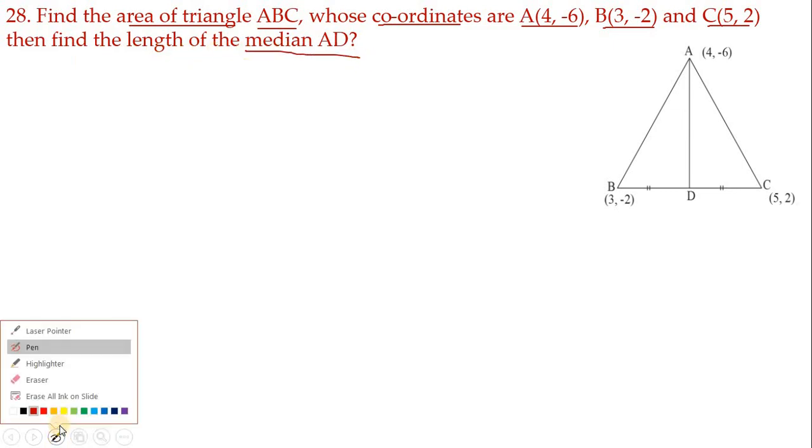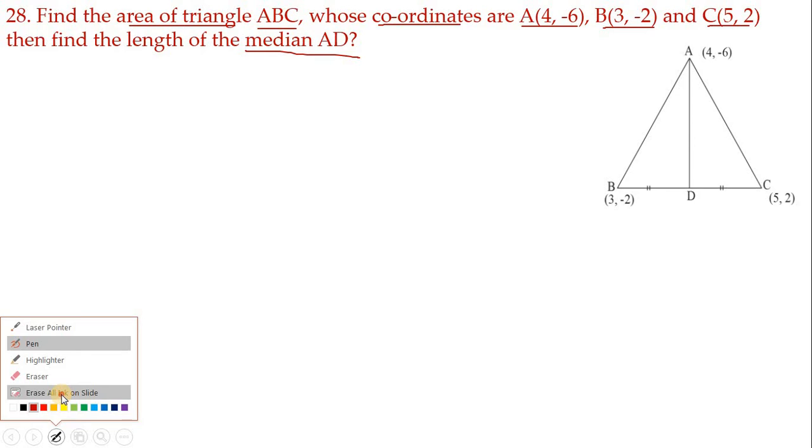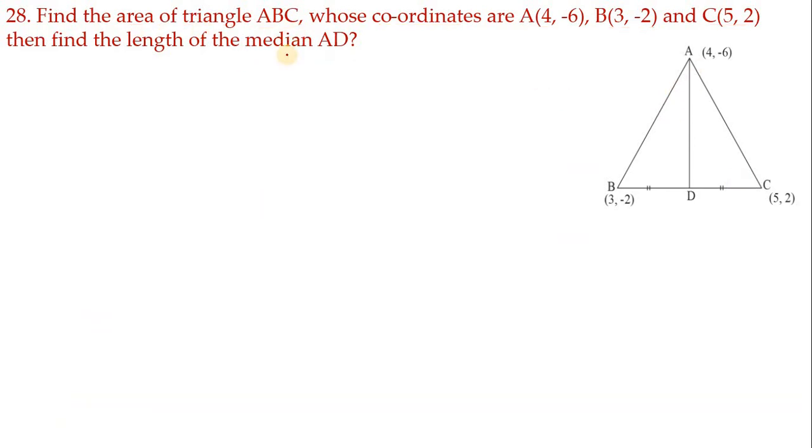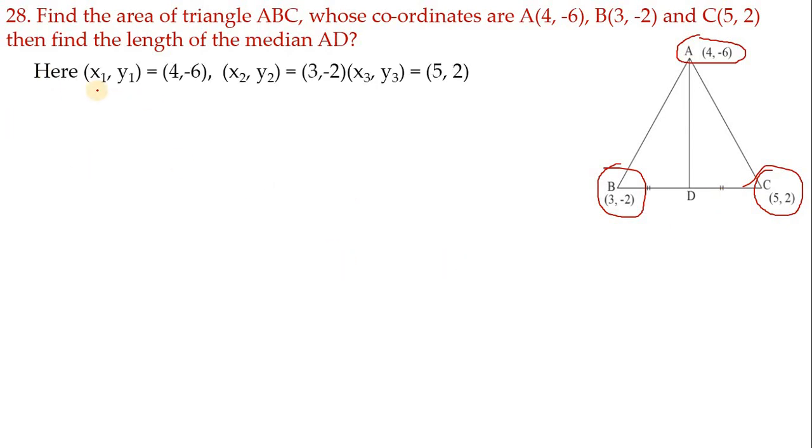So very simple problem, children. In this problem, they have given coordinates of all the vertices of this triangle. This is the A coordinate, this is the B coordinates and this is the C coordinates. So first let us consider A coordinates as x1, y1, that is 4, -6. B coordinates as x2, y2, that is 3, -2. And C coordinates are x3, y3, that is 5 comma 2.